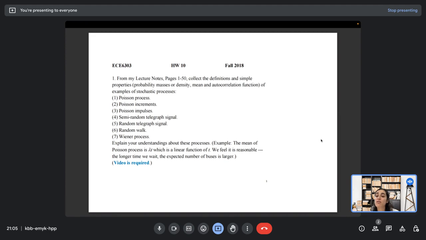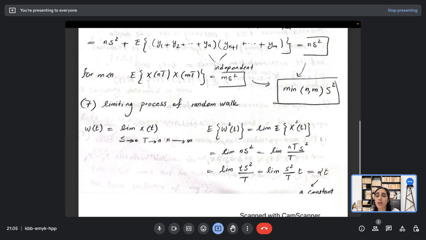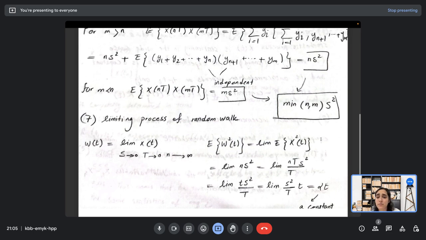And hopefully we are in the last part of this question, which is part 7, the Wiener process. Let's see what the Wiener process is. The Wiener process is a random process, the limiting process of the random walk. So W of t is equal to the limit of x of t, where s goes to 0, t goes to 0, and n goes to infinity. So it is like that.